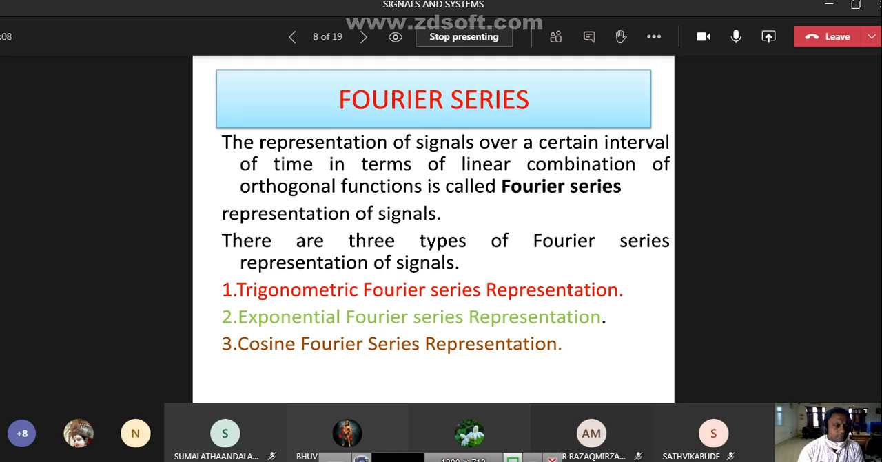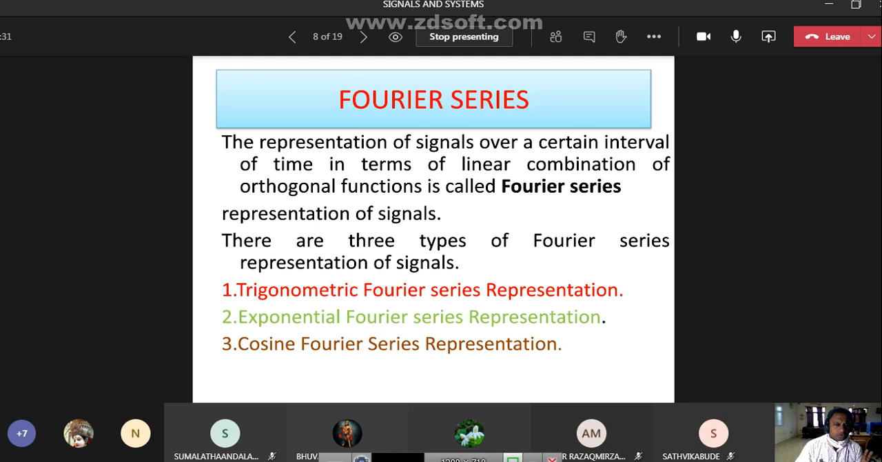Fourier series means the representation of signals over a certain interval of time in terms of a linear combination of orthogonal functions. That is called the Fourier series representation of the signals. For example, if we have any signal, you can represent that signal using a linear combination of orthogonal functions.